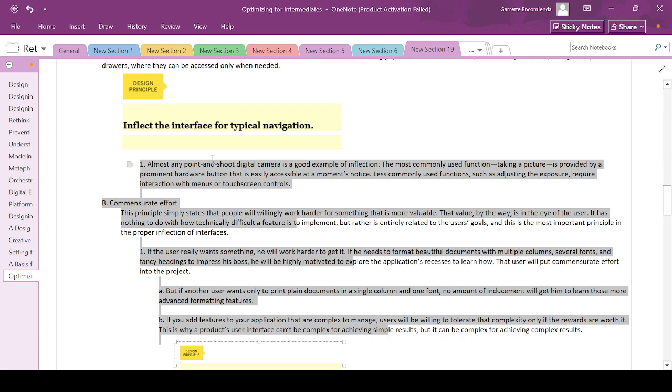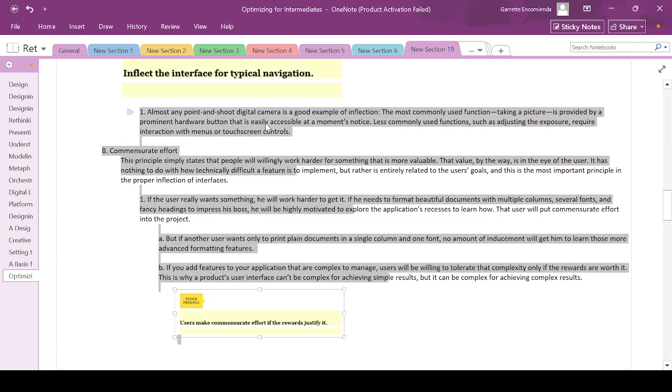activity. Almost any point and shoot digital camera is a good example of inflection. The most commonly used function, taking a picture, is provided by a prominent hardware button that is easily accessible at a moment's notice. Less commonly used functions, such as adjusting the exposure, require interaction with menus or touchscreen controls. So for less commonly used functions, you need menus and interactions or touchscreen controls. So, commensurate effort.